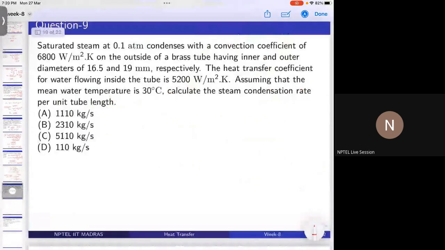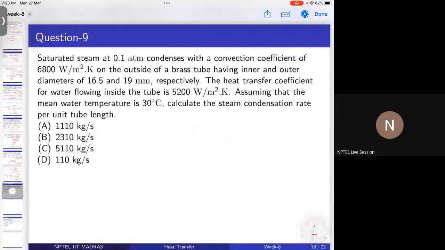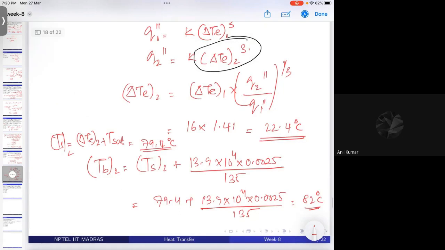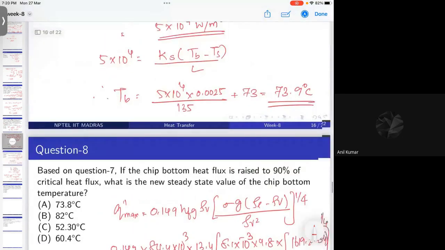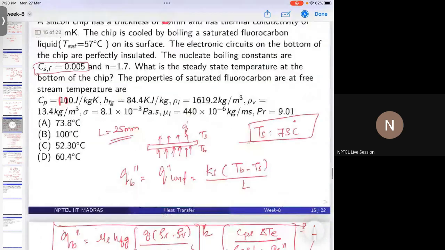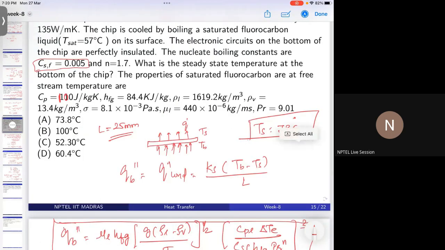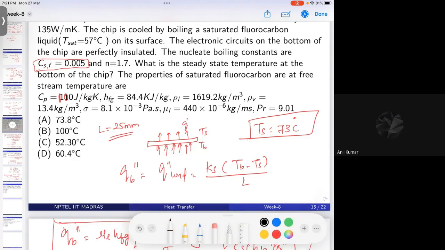Let's move on to the next question. Sir, in this question, you have earlier assumed TS to be 78 degrees Celsius, I'm not able to understand. If you move up, I already told TS is 73 degrees Celsius. This is the data which will be given in the problem. Okay, I missed to write that part of the question.